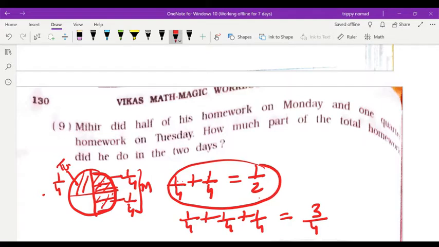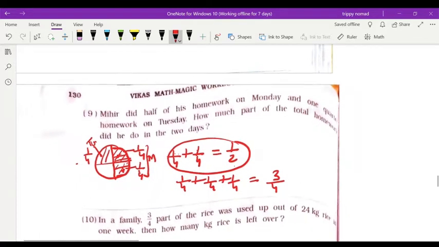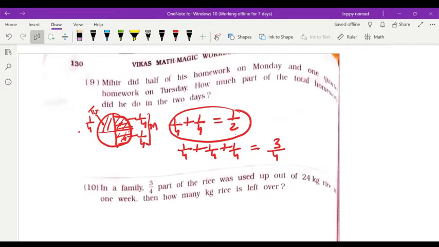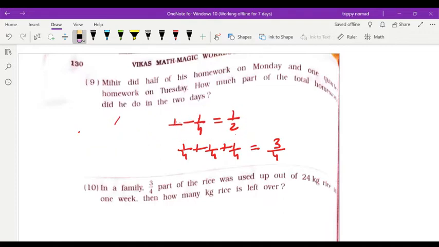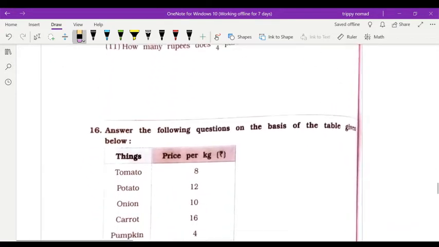How am I getting half work, you have seen this one. 1/4 plus 1/4, that means half work. I hope you understood. Ratna of your class asked me this question, so I hope the answer is clear. Already I have shown, now with the help of the figure also I have shown to you. Now we are going to start question number 16.